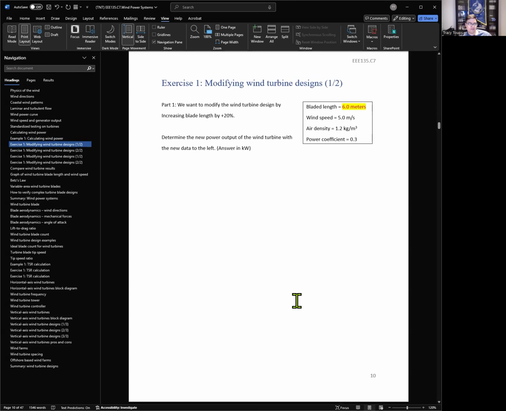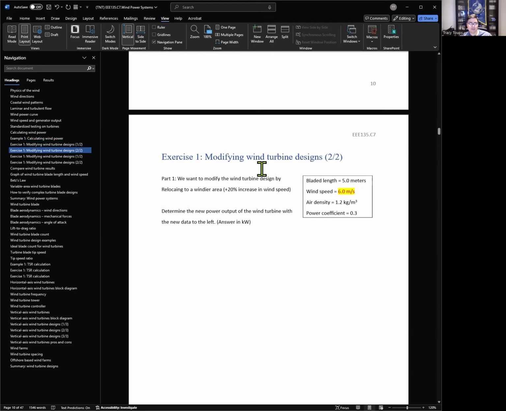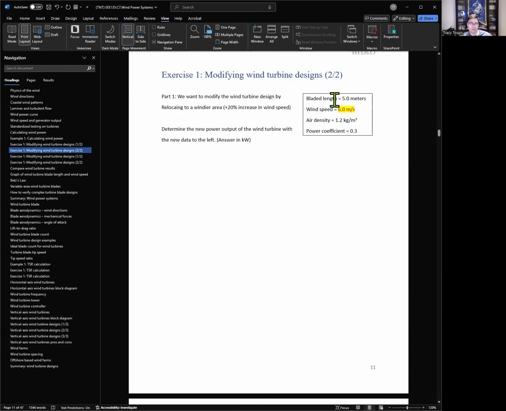With that, I want you to do 2 exercises where we modify that previous wind turbine design to see what has a bigger impact. First, modify the design by increasing the blade length to 6 meters. Previously it was 5, so just number crunch with 6. How much power do we get? Everything else stays the same. Answer in kilowatts.